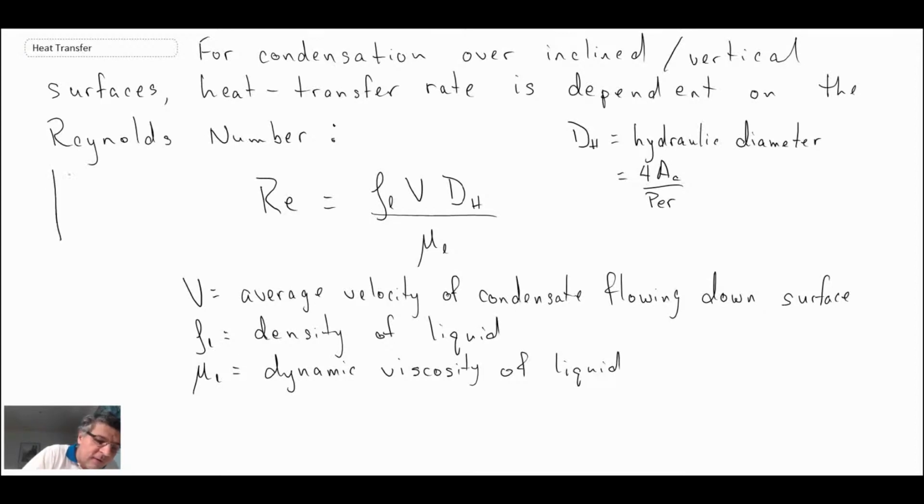So if we look at a surface where we have a film growing like that, this here, that is typically delta. And let's say this plate is of width B. So I'll say the width is B in this direction. Okay, so there's our film coming down. The film is moving in that direction. AC is essentially this cross-sectional area here, which is going to be the perimeter times delta, where perimeter, for a unit length, would be B.